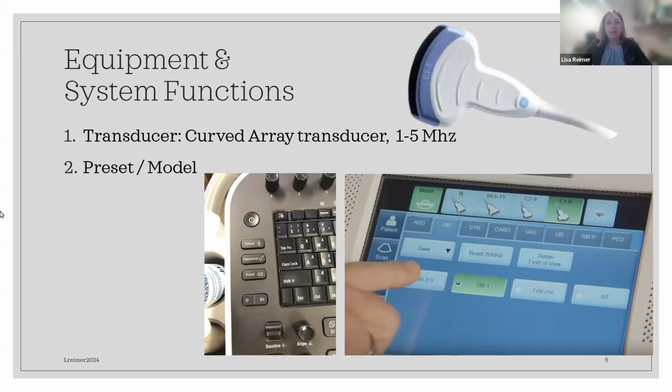The reason why the curvilinear is the preferred transducer is because it has a wider field of view, so you can get all of the kidney on your image. Once you select that curved transducer, what will propagate into your system are exams that fit that transducer. So if you start by selecting the transducer, then you go to your preset, and then you select that you want to do a renal ultrasound. So it all starts with that transducer.